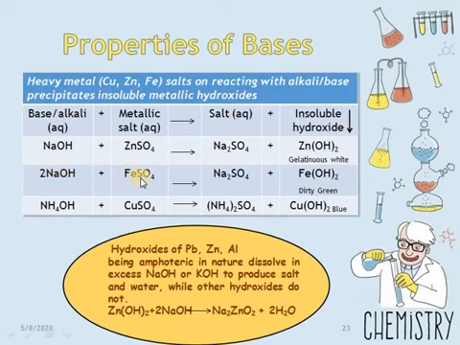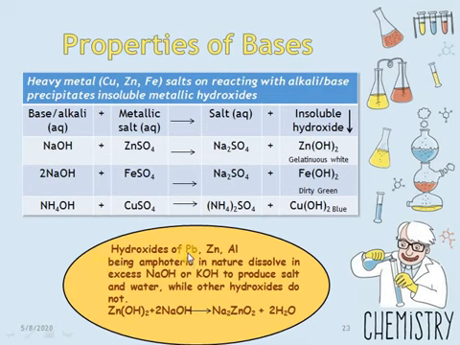Sodium hydroxide with iron sulfate gives you this dirty green ferrous hydroxide and sodium sulfate. Ammonium hydroxide with copper sulfate gives you ammonium sulfate and blue color copper hydroxide.